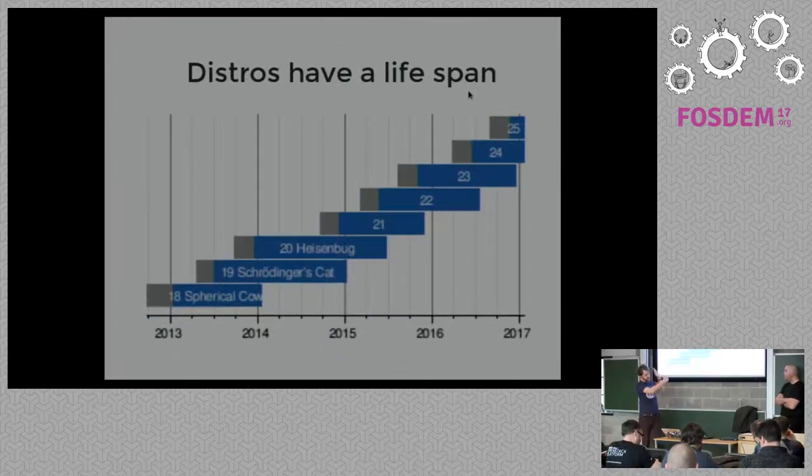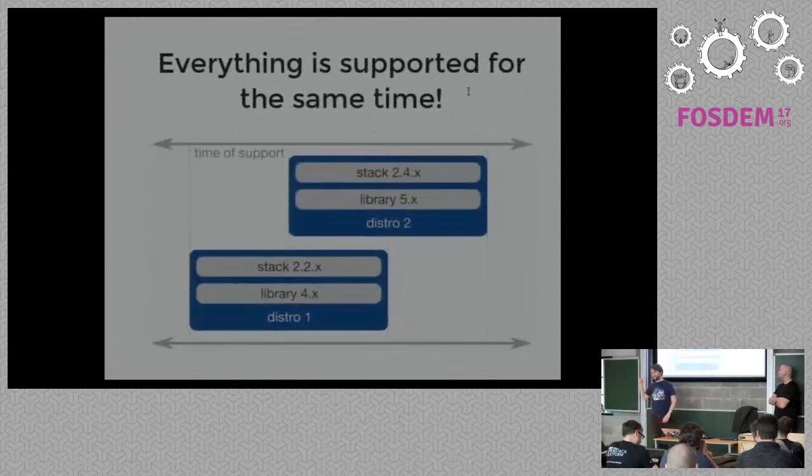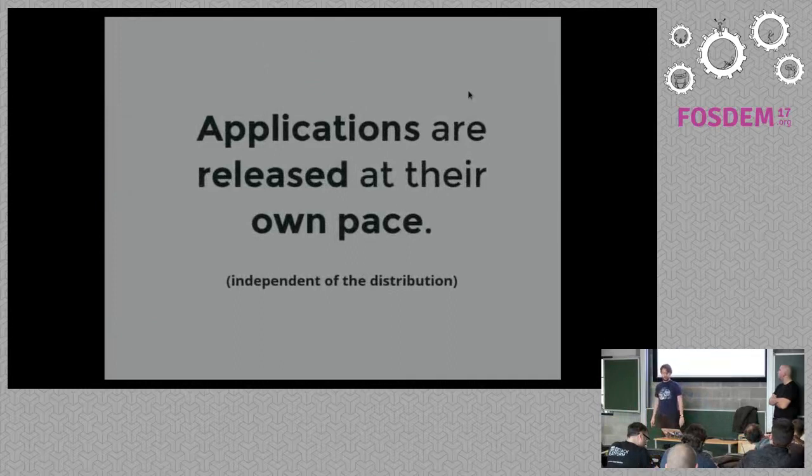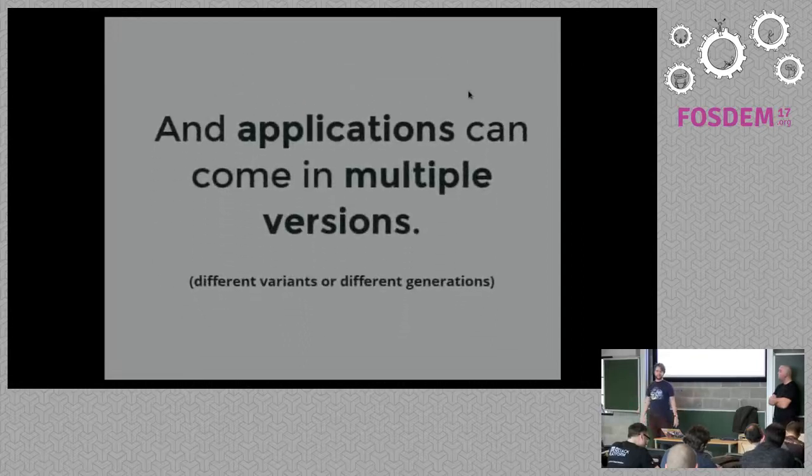This is, for example, Fedora, and if you have a look in a bit more detail, we can see that I have, for example, distribution version 1. It includes some libraries and software which is pretty much frozen for the whole lifetime. And then I have another distribution version, and the same story there. This is fine, but there are some problems, because applications are released at their own pace, independent of distributions, and they can also come in multiple versions, which means conflicts, right?